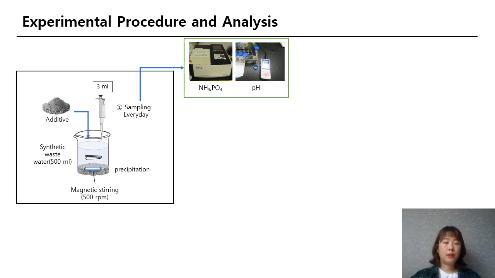My experiment was conducted as follows. Put additive in 500 ml of synthetic water and stir with magnetic stirring for 5 days. Every day, 3 ml of samples were taken and pH level was checked. Samples were then filtered and analyzed for ammonia and phosphate.